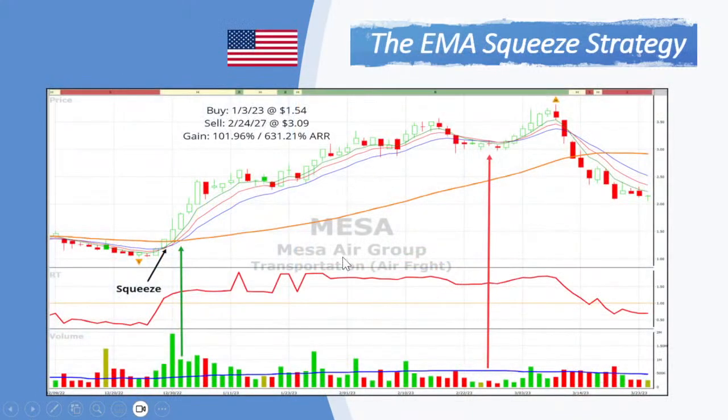All right, so here's an example. Here's Mesa. Our buy signal was on January 3rd of 2023. Here, now let's look to December of 2022. What happened? Price of the stock went below the 50-day moving average, 50 days in yellow, by the way. Price of the stock went below the 50-day moving average. It stopped falling, began to rise. There's the squeeze. The squeeze is essentially the 3 EMAs at the same price, right? One on top of another on top of another. That's what the squeeze is.